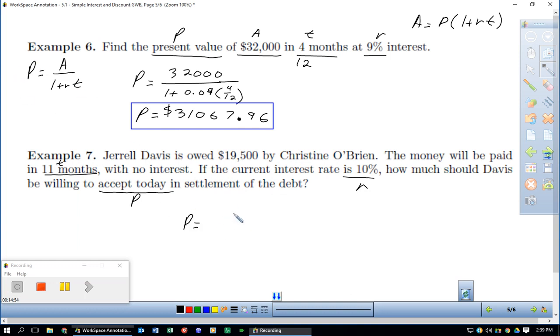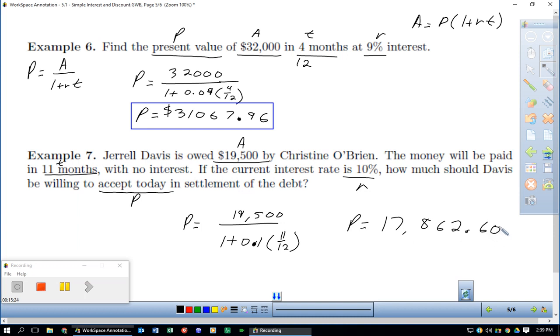Principal equals, it needs to be worth $19,500, divided by 1 plus the 10% interest rate, 0.1, times 11 out of 12. So this actually is our future value. If we calculate that, we should get that our principal, or our present value, is $17,862.60 if we round that.